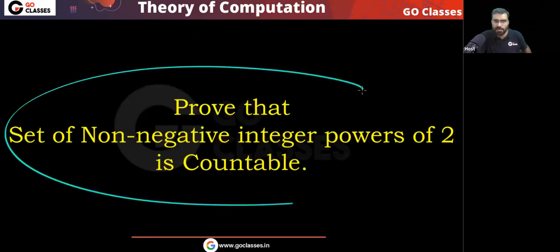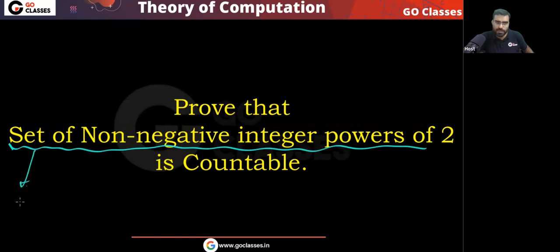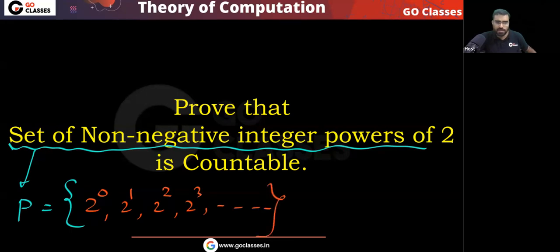Let's see one last example. Prove that the set of non-negative integer powers of 2 is countable. Let's call this set P. What do you have in this set? You have 2 power 0, 2 power 1, 2 power 2, 2 power 3. Now tell me, how to prove this P is countable?